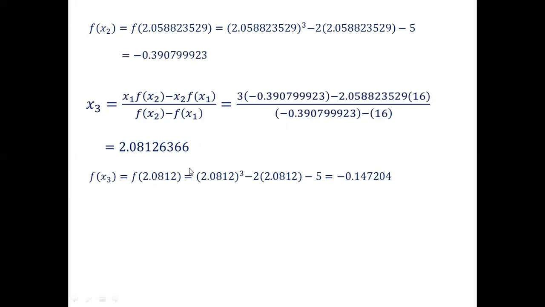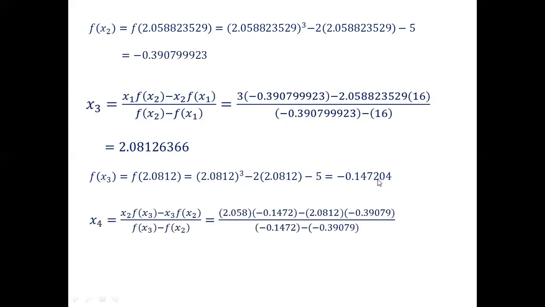Then find f of x3, that is f of 2.0812. I just round up, which is equal to 2.0812 whole cube minus 2 into 2.0812 minus 5. Simplification gives minus 0.147204.